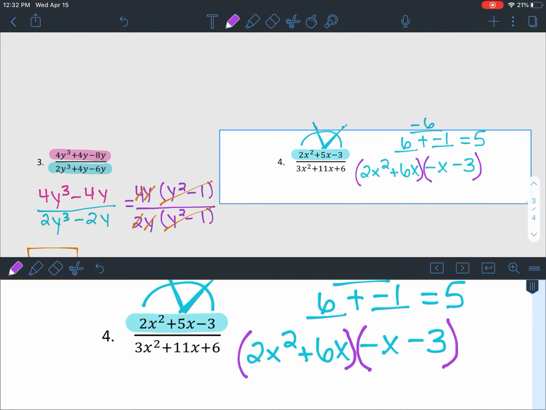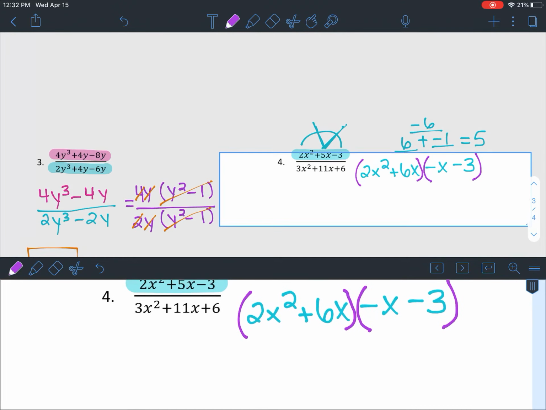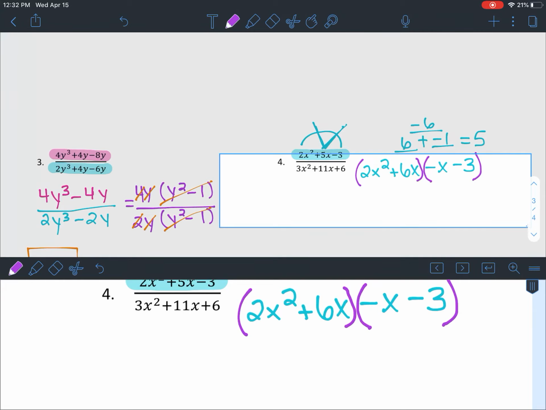So when I do that, I look at my first set of parentheses. So it has a 2x squared plus 6x. So what can I take out of that? Well, 2 and 6 have 2 in common. And x squared and x, I could pull an x out. And then I'd be left with x plus 3.